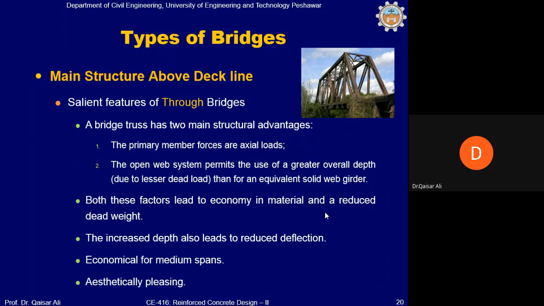So basically, these two trusses on both sides of the bridge act like an inverted beam, and then the beam is transformed into a truss, an open web truss. So this is a very economical system. The increased depth also leads to reduced deflection. This is economical for medium spans, and it is aesthetically also pleasing.